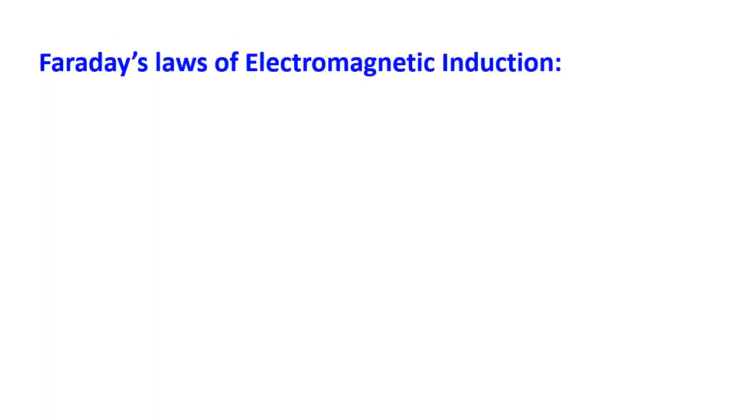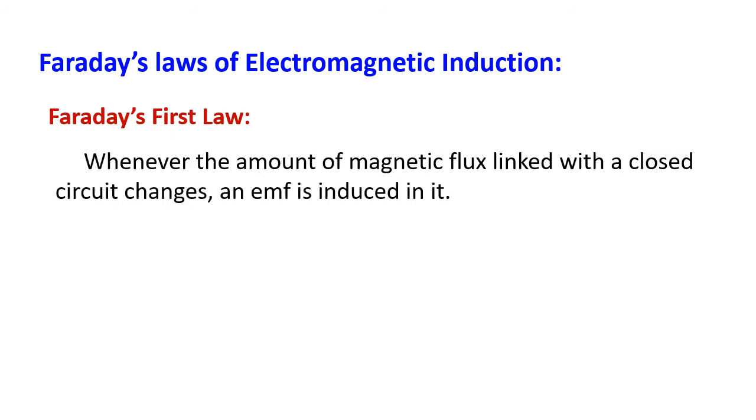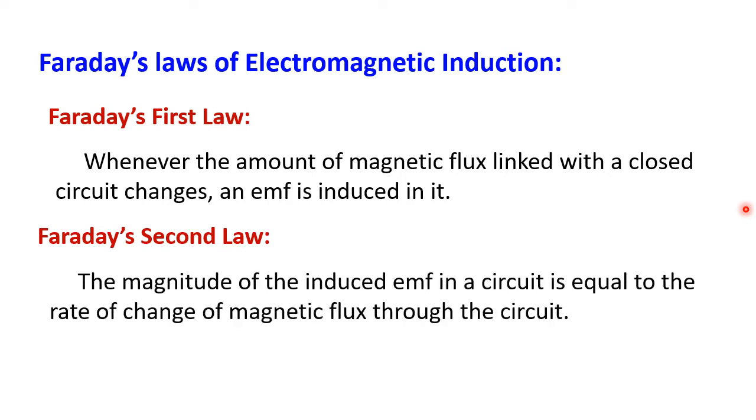Next, Faraday's laws of electromagnetic induction. From all these experiments, he gave two laws. The first one, Faraday's first law: whenever the amount of magnetic flux linked with a closed circuit changes, an EMF is induced in it. According to that wording, if the magnetic flux linked with the coil changes, there is an EMF. The magnitude of that EMF is given in the second law: the magnitude of induced EMF in the circuit is equal to the negative rate of change of magnetic flux through the coil.